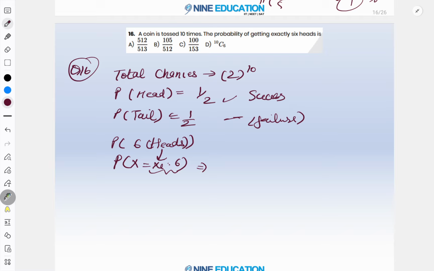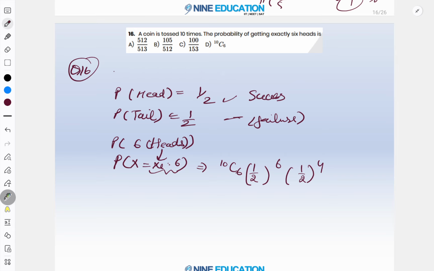So we can directly say, since out of 10 tosses, this will be 1 by 2. We want 6 heads, 1 by 2 power 6, 1 by 2 power 4, 10c6. You want to choose exactly 6 tosses out of 10 tosses. So 10c6, 1 by 2 power 6, that is for head, and 1 by 2 power 4, that is for tail. So there is no need for the total chances.